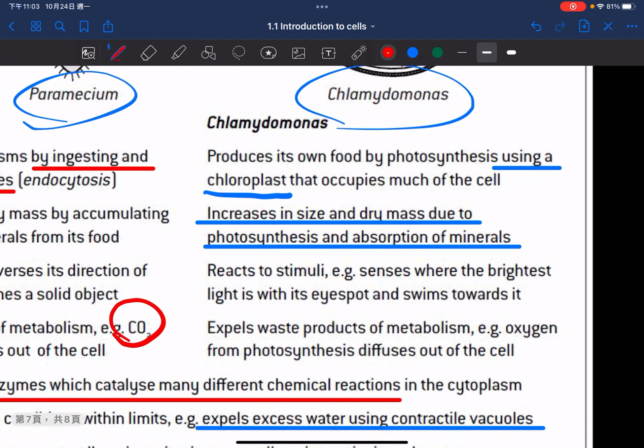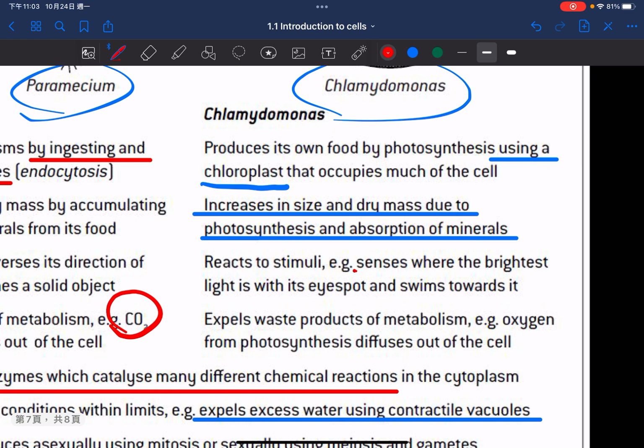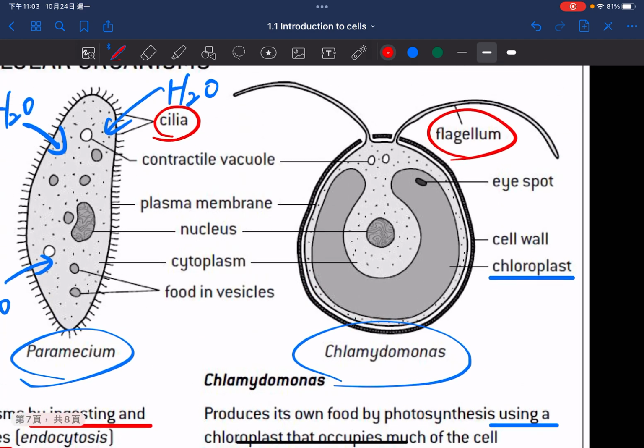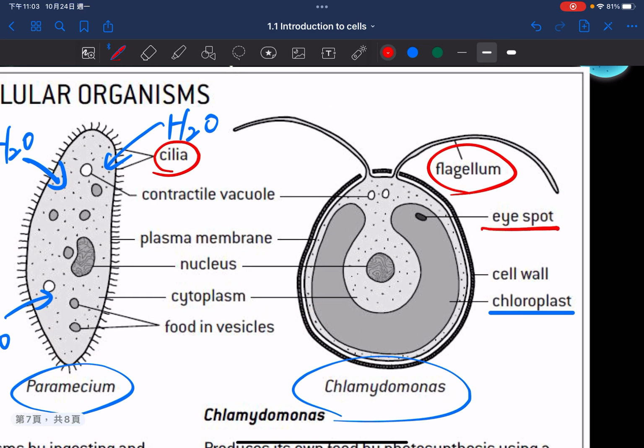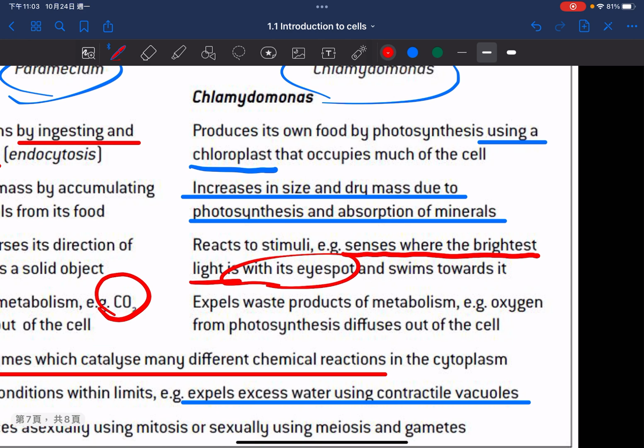So let's see here. The algae senses where the brightest light is with its eye spot. Okay, you can see where it is. Here is the eye spot. Actually, it's not inside the chloroplast, but I don't know why the IB drew the eye spot inside the chloroplast. Okay, never mind. And the algae will try to swim toward the light.